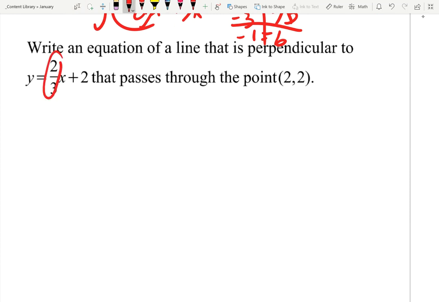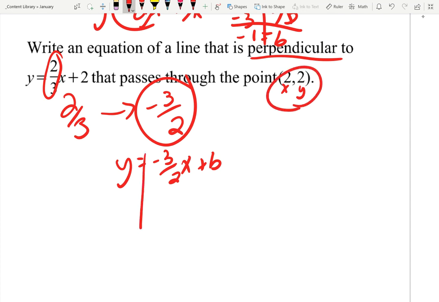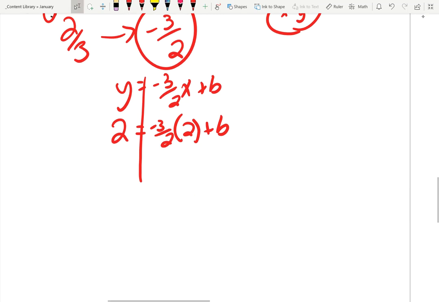So we already know the slope here. The slope is 2/3. Now remember, perpendicular means opposite reciprocal. So the opposite reciprocal of 2/3 would be a negative 3/2. So this is going to be the slope of my line. So my line is y equals negative 3/2 x plus b. And so again, plug the x and y values in and solve for b. So y is 2. There's my slope. The x value is 2. And then we solve for b.